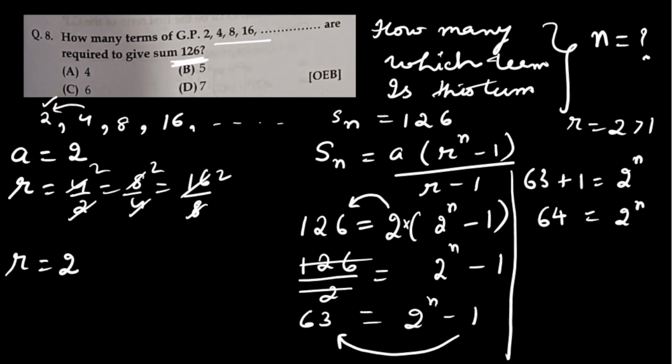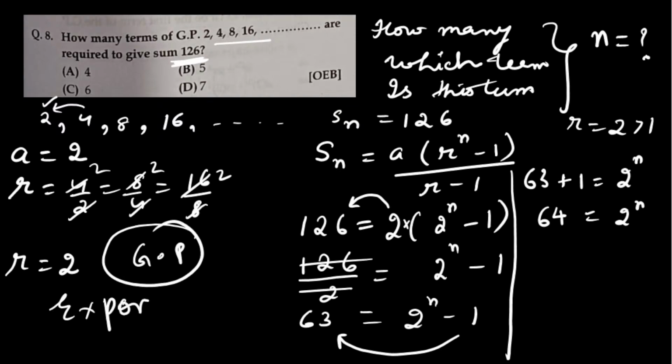Now here also you have to remember, whenever we are finding n in GP, always you will be getting exponential form. So here you can see this is exponential form, 2 to the power n. n is the power, 2 is the base. So on both sides we will make the bases the same, so that we can equate the powers.